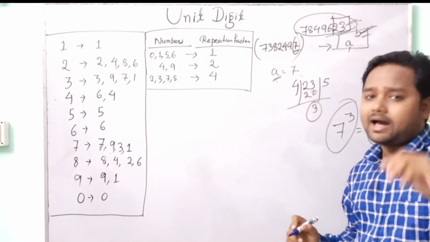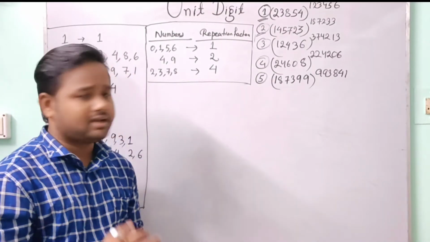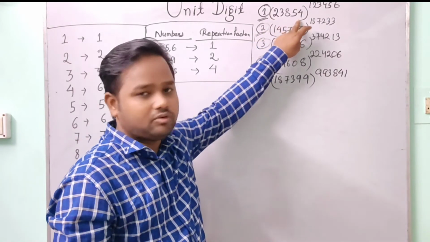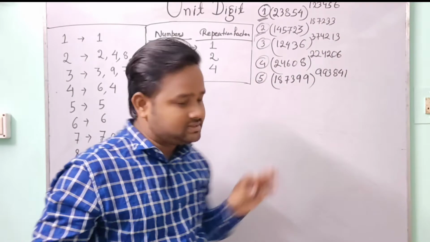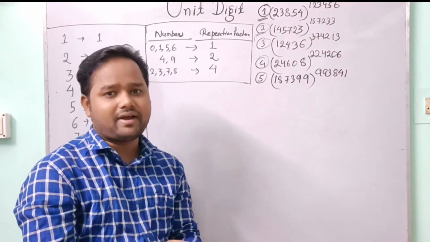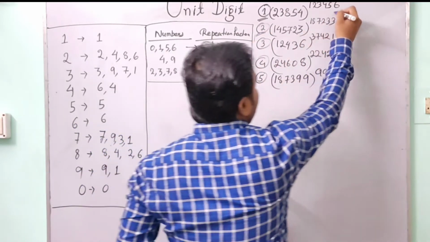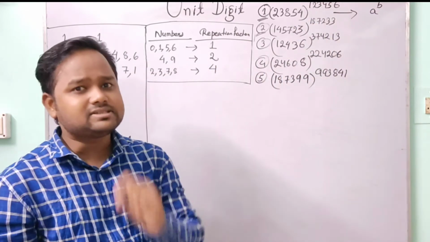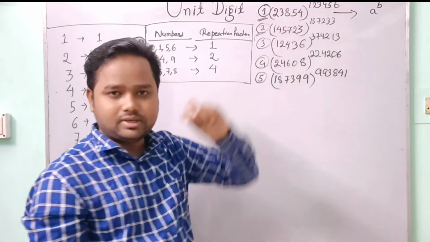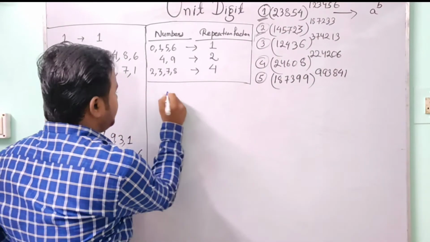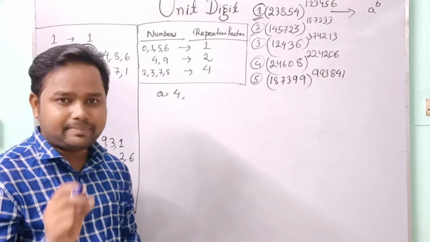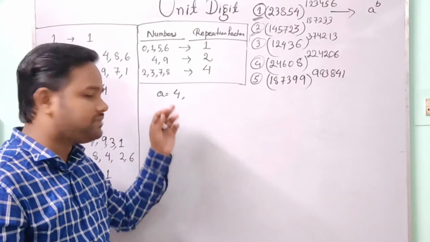Next we take another example. The question is 23854 to the power of 123456. First we have to convert this into a power of b. So what is a here? A is always the unit digit. So a is equal to 4. For finding b, we have to find the repetition factor of a.